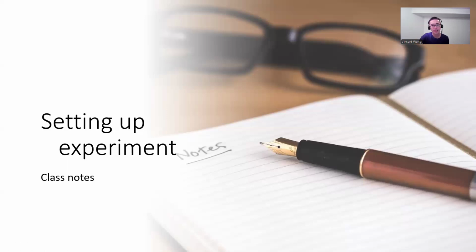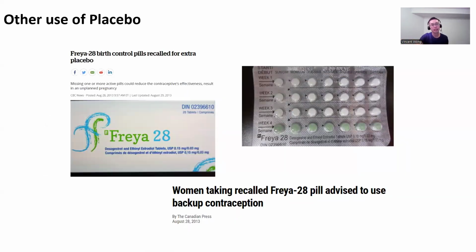Now, let's take a look at an example of where placebo is used outside of the context of an experiment. There is this birth control product called Freya 28. It's basically a contraception. If you don't want to get pregnant, you can take this contraception, and the package comes with 4 rows of pills: 3 rows of white pills, which are the contraceptive, and 1 row of green pills, which are placebo. These green pills do absolutely nothing for you. Okay, they are just blank pills, and it's included in the package for 1 week.